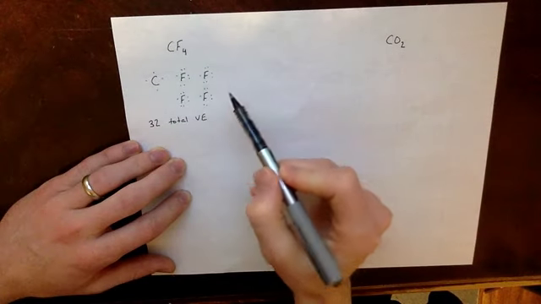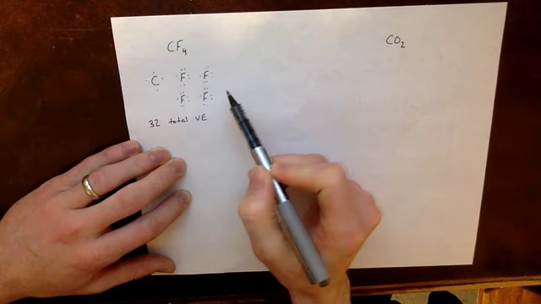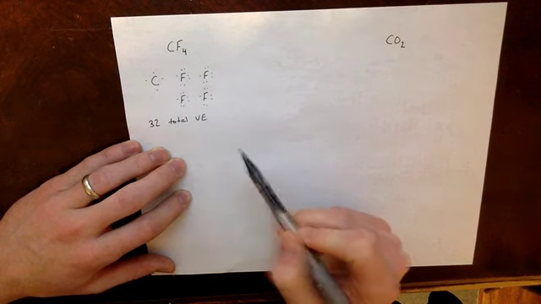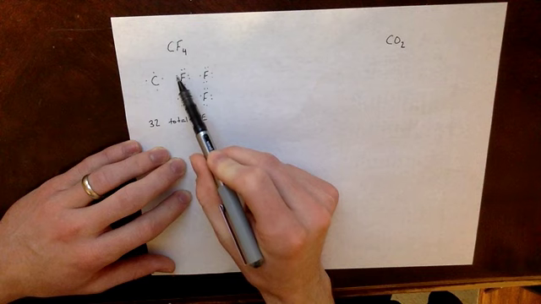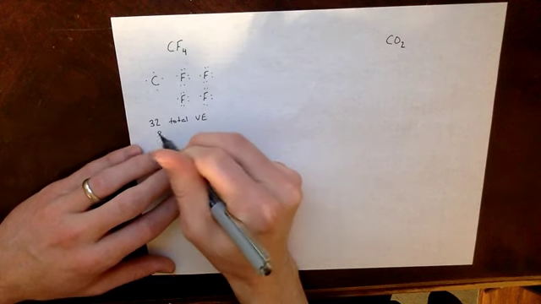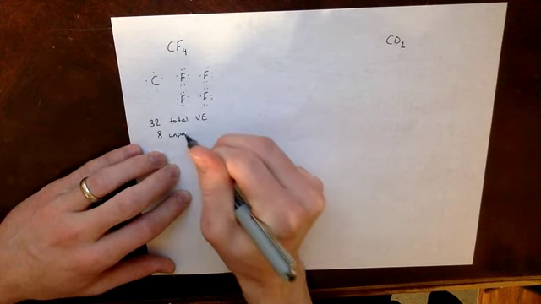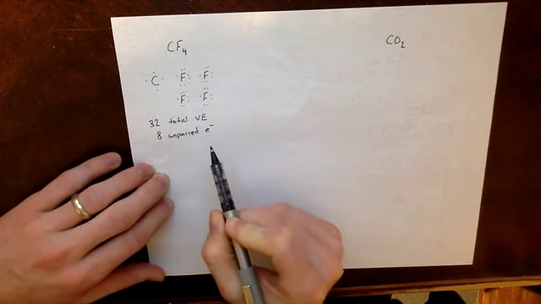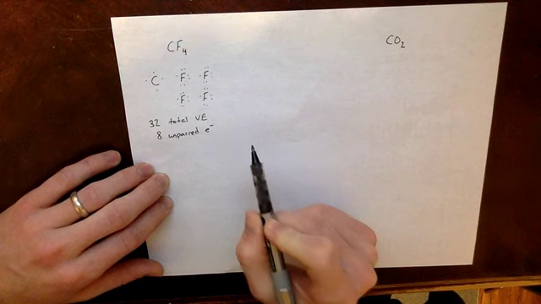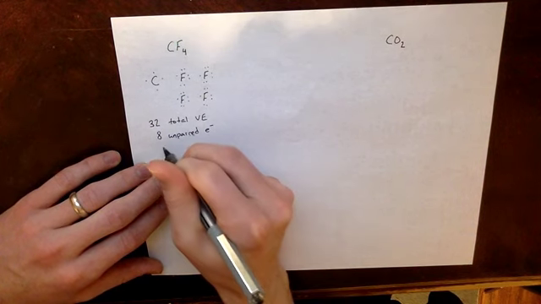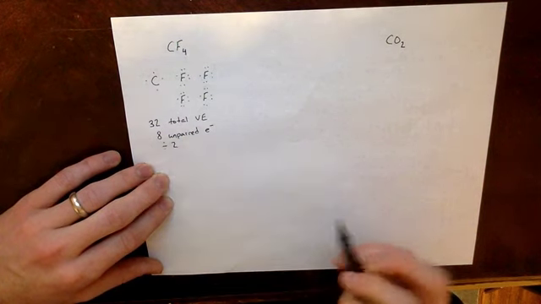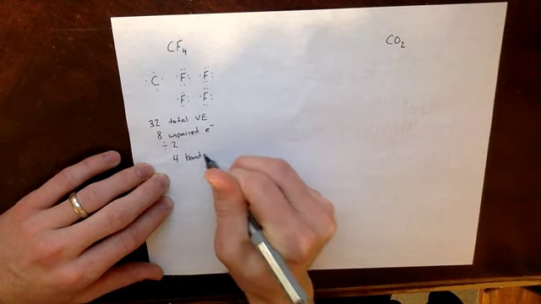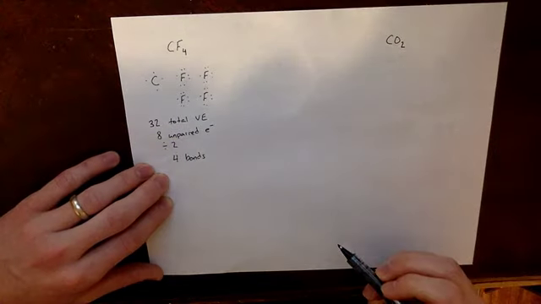Now we have to count how many of those 32 are unpaired. So on carbon, 1, 2, 3, 4, all 4 of them are unpaired, and then each fluorine has a 1 that is unpaired, so it's a total of 8 unpaired electrons. Now we know that in order to make a covalent bond, you have to pair 2 unpaired electrons. So if I divide your number of unpaired electrons by 2, that will tell us that we're going to make 4 bonds total within this molecule.